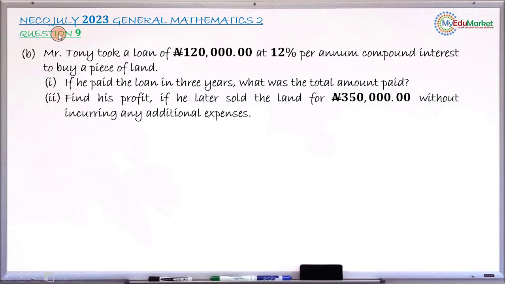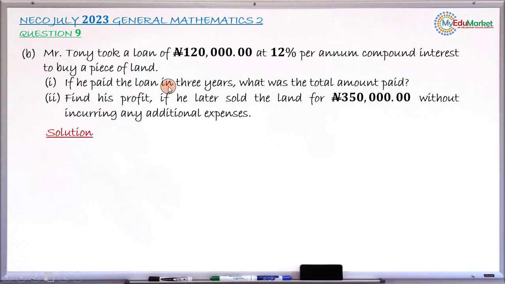This is NECO July 2023 General Mathematics, paper 2, question number 9B. The question reads: Mr. John took a loan of 120,000 naira at 12% per annum compound interest to buy a piece of land. So there are two questions there. Roman 1 says, if he paid the loan in 3 years, what was the total money paid? And Roman 2 says, find his profit if he later sold that very land at 350,000 naira without incurring any additional expenses. So let us attempt to answer these two questions together.